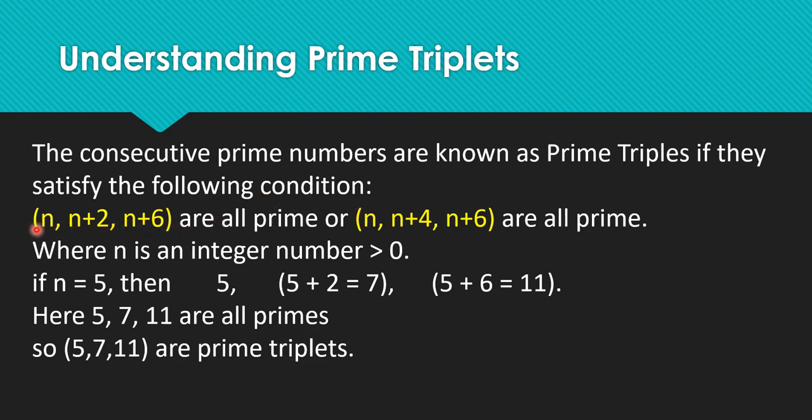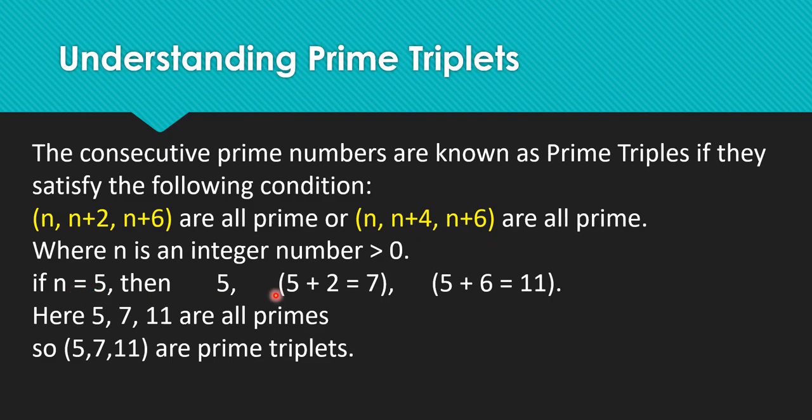The consecutive prime numbers are known as prime triplets if they satisfy the following condition. The first condition is n, n plus 2, n plus 6 are all prime, or n, n plus 4, n plus 6 are all prime. So any one of these conditions should be true. If it is true, then you call it a prime triplet. An explanation is given using an example here.